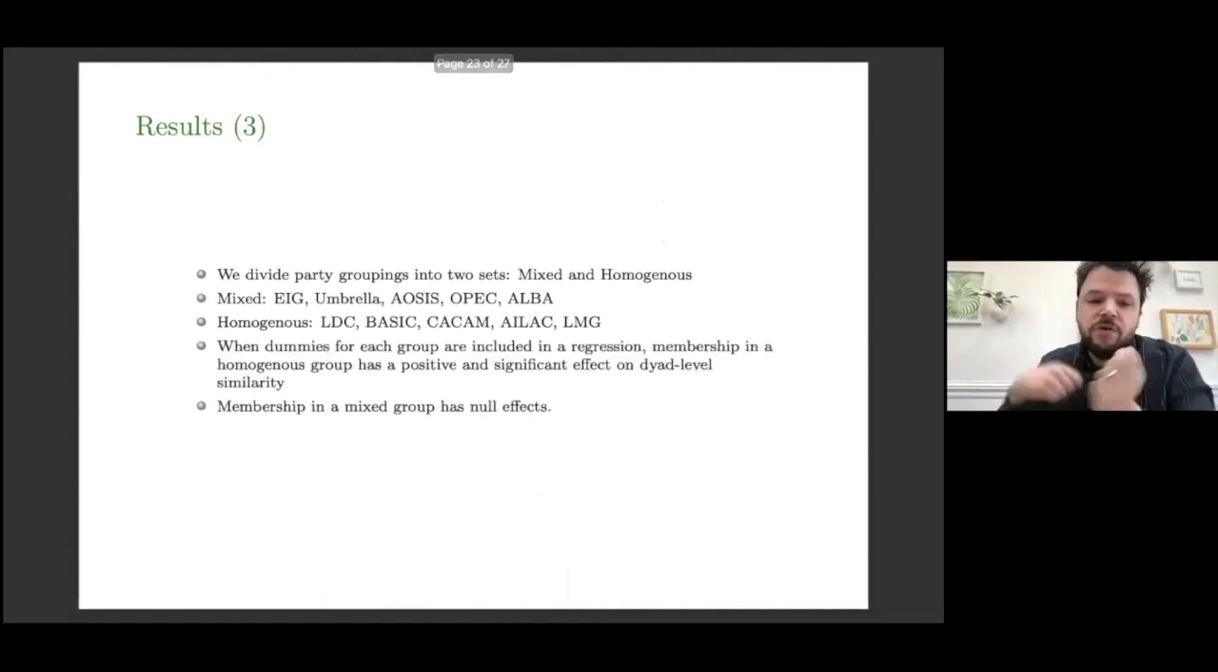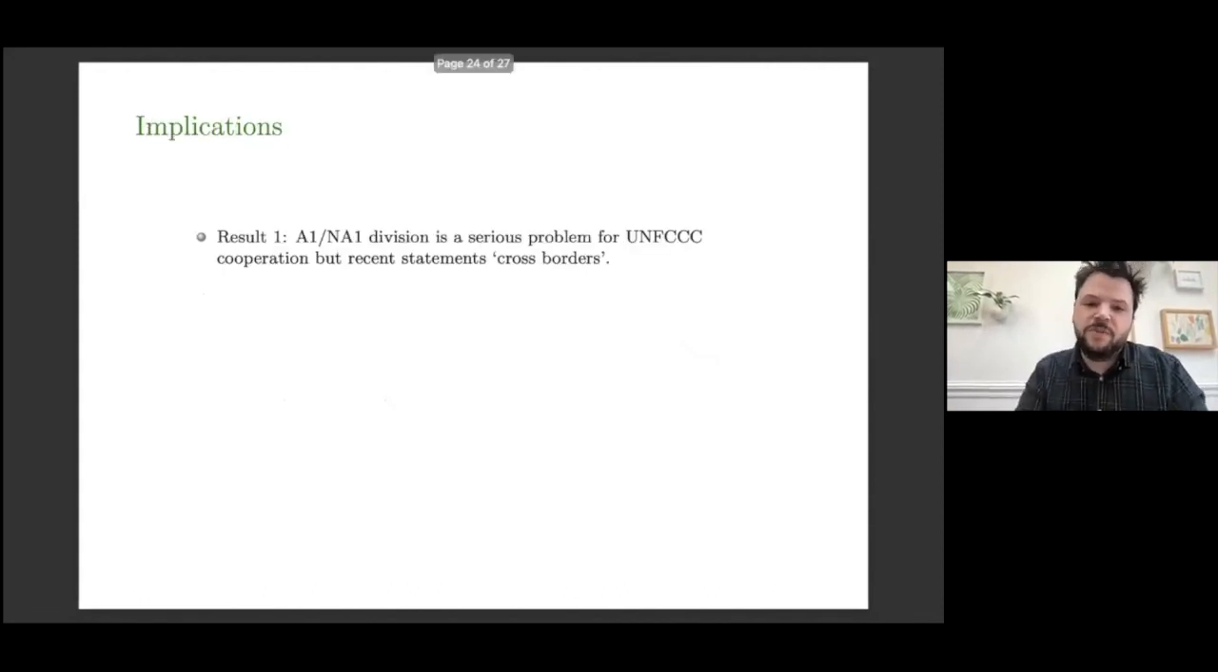And when we put those in the same regression framework, membership in a homogeneous group has a positive and significant effect on dyad level similarity. Membership in mixed groups has null effects. What we're really interpreting this to be is that these mixed groups are not really driving similarities across countries, and that these homogeneous groups are really reifying existing similarities across country pairs.